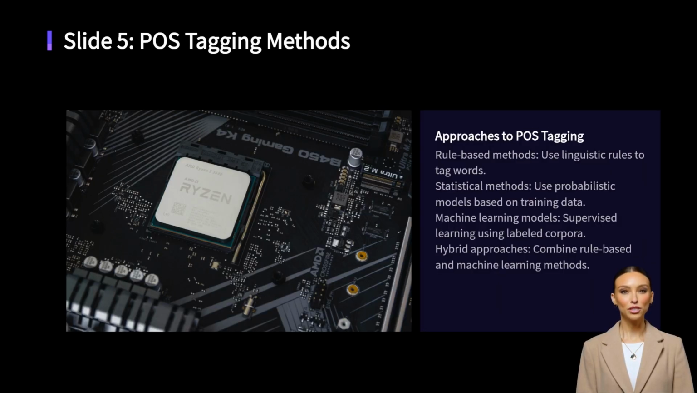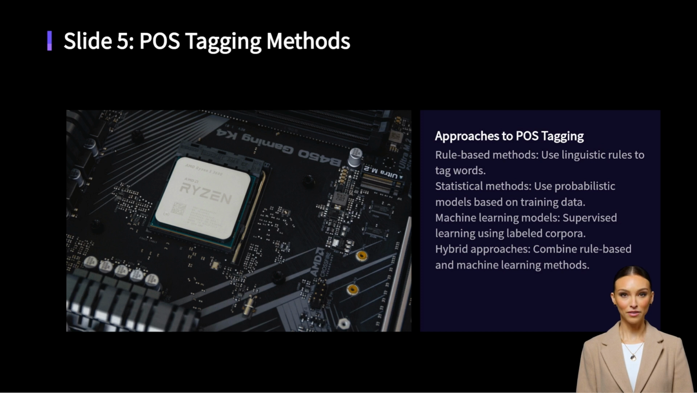There are several approaches to POS tagging. Rule-based methods. These use predefined sets of linguistic rules to tag words based on their context. For example, a rule might specify that any word following a determiner, like a or the, is likely a noun. While rule-based systems can be highly accurate for specific tasks, they are inflexible and difficult to scale for large, diverse data sets.